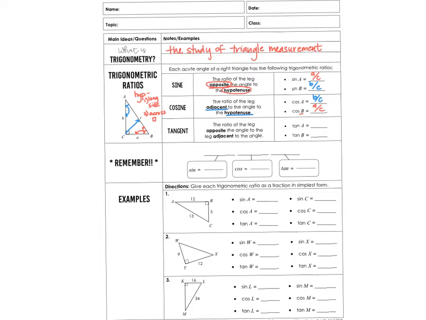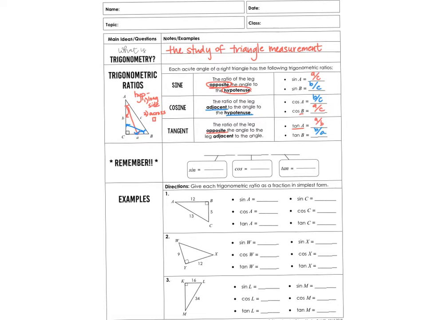Now the tangent, its formula is a little different. It's the ratio of the leg opposite the angle to the leg adjacent. So opposite and adjacent. We don't even use the hypotenuse here. The tangent of angle A: the opposite is side A over adjacent, which is side B. And if we are using angle B, the opposite is B over adjacent, which is the side beside it, which is A.